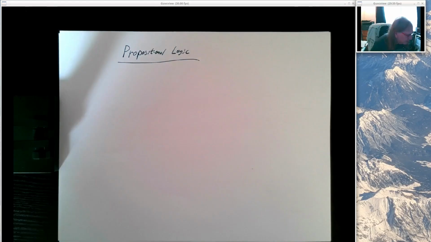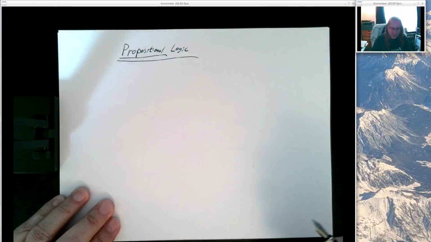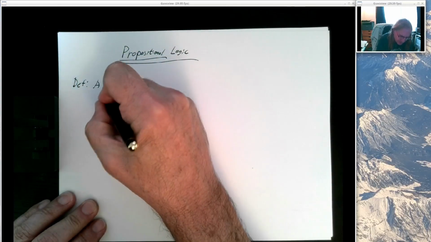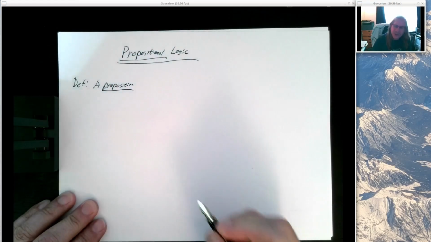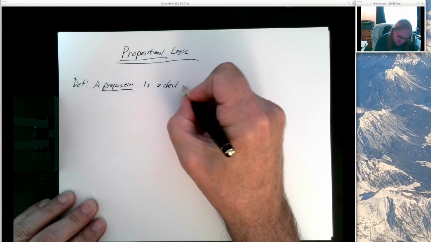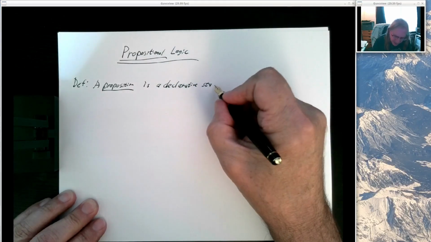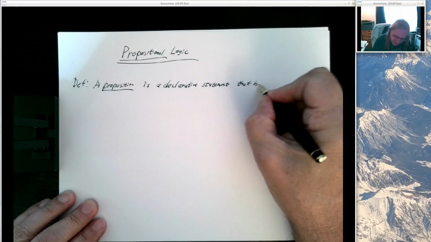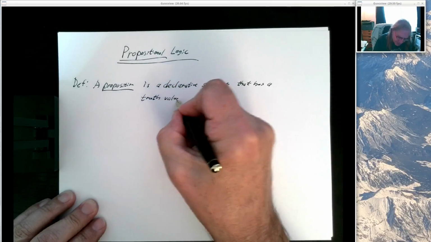And if we're going to talk about propositional logic, we need to understand, what does this word mean, propositional? So let me give you a definition of a proposition. A proposition is a declarative statement. So it's a declaration that has a truth value. So a truth value means that it's either true or false.